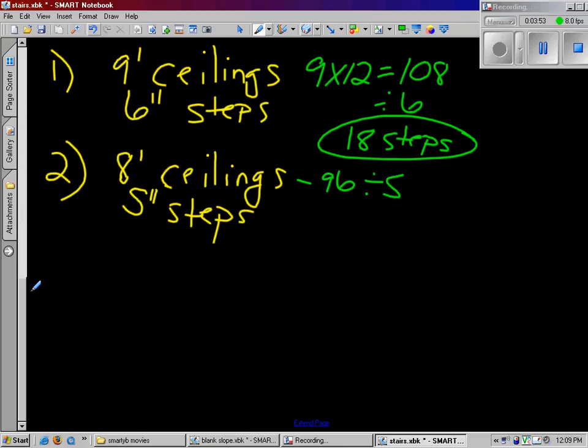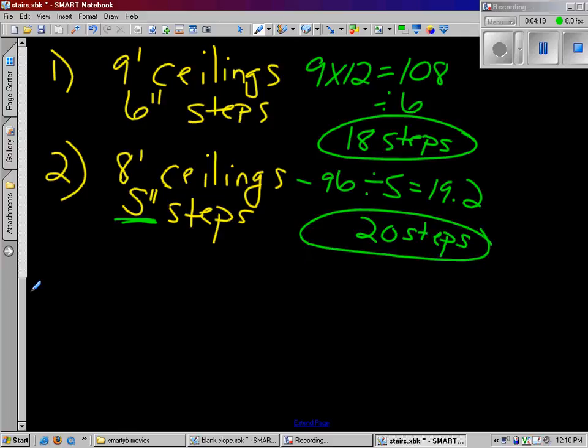I get 19.2. Now, in this case, if I were to just round this number, it would round down to 19. But if I round it down to 19, each of those steps would be more than 5 inches tall. So, for this stuff, we're always going to round up. 19.2 becomes 20 steps. Because we don't want to make those steps too tall. They may have chosen 5-inch steps for their house. Maybe they've got an older person living with them. Or maybe they've got a younger person who's broken a leg recently and can't step that high. Okay, so we always round up in this case. Alright? That wasn't too bad. Good job.